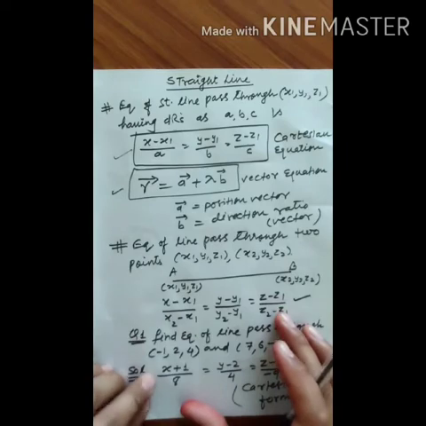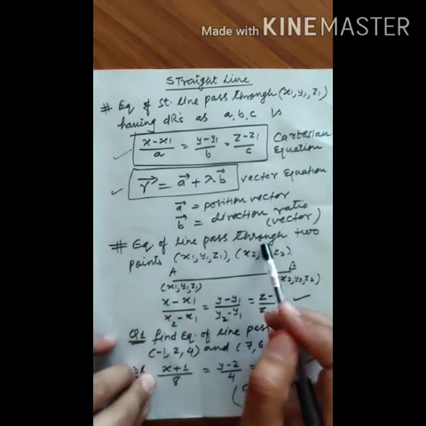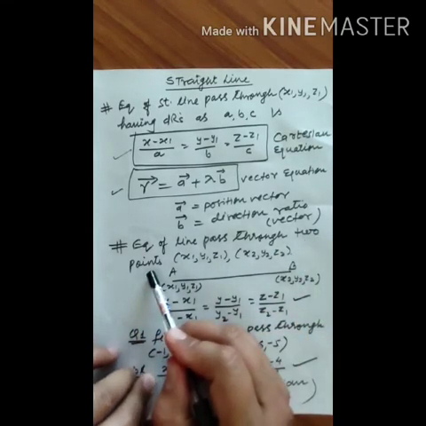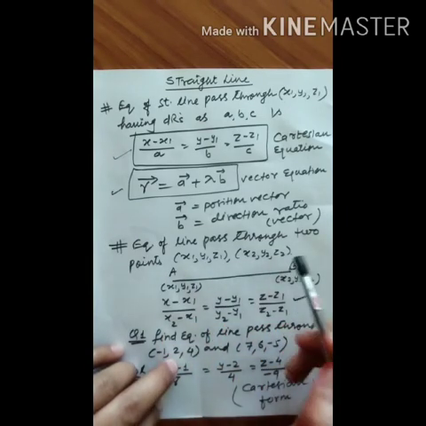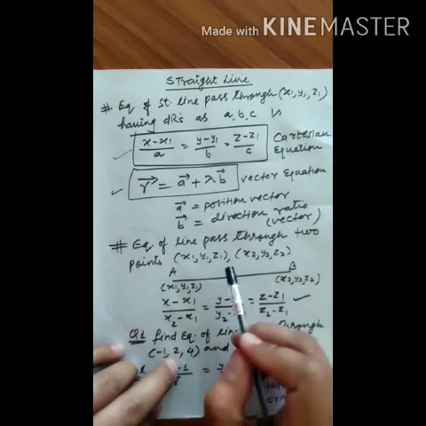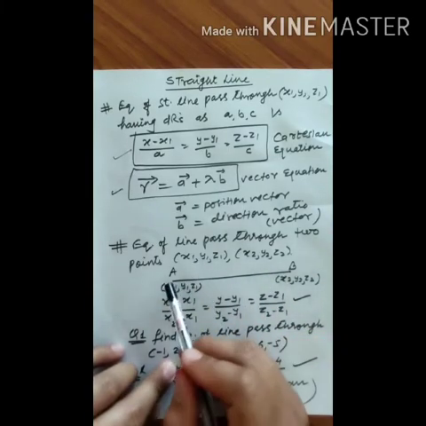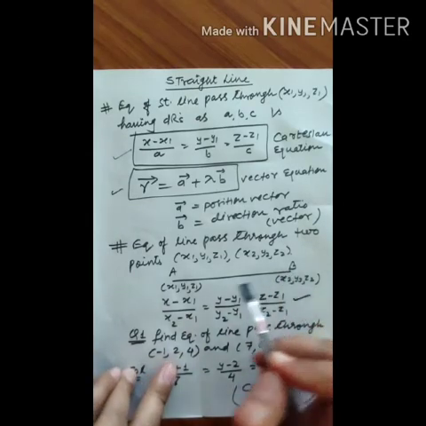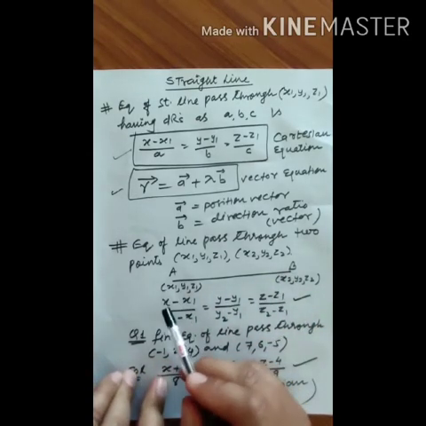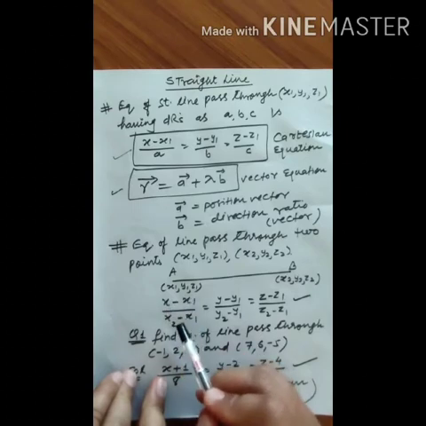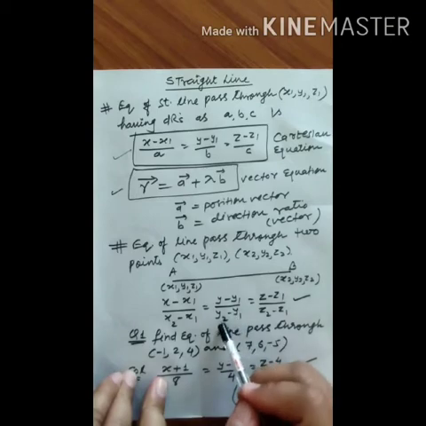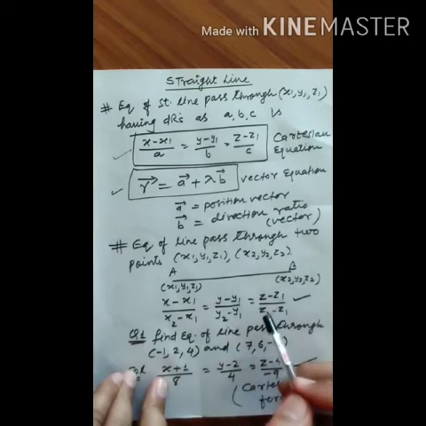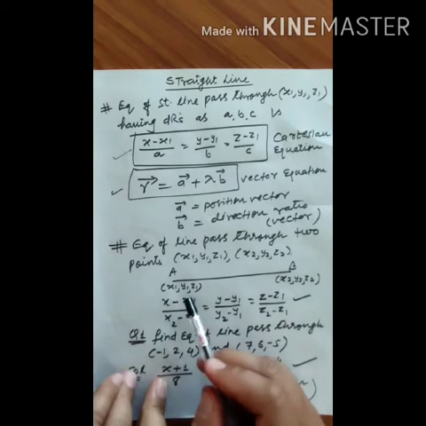Now my next topic is the equation of a line passing through 2 points. (x1, y1, z1) is the first point, and (x2, y2, z2) are the coordinates of the second point. Now find the equation of the line AB. Let us suppose A is this one, B is this one. So the equation is (x minus x1) upon (x2 minus x1), (y minus y1) upon (y2 minus y1), (z minus z1) upon (z2 minus z1). These x1, y1, z1 are the points from which the line passes.